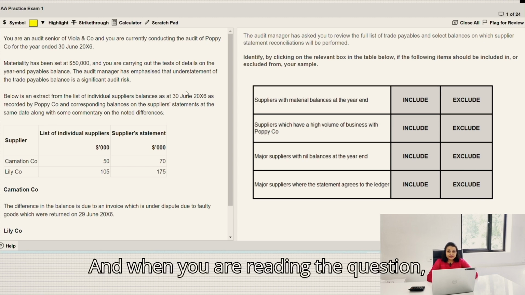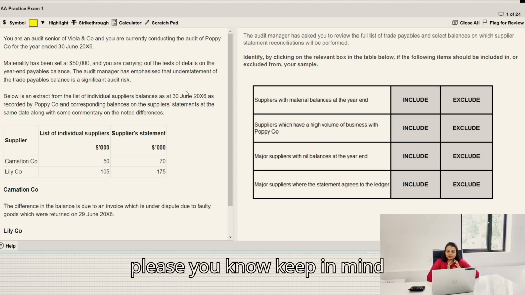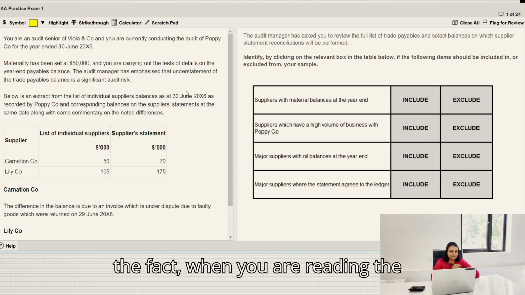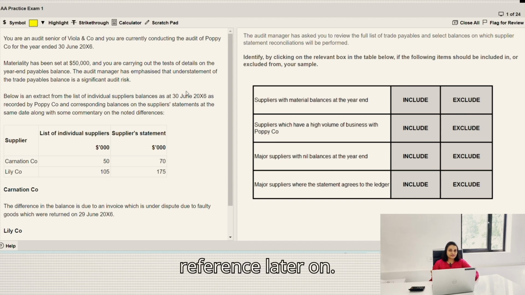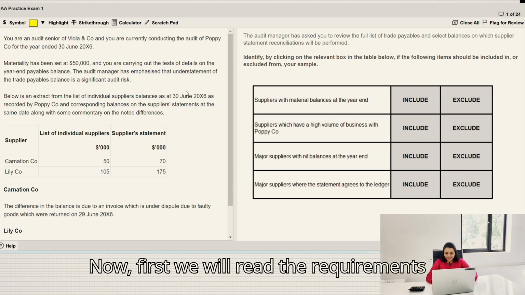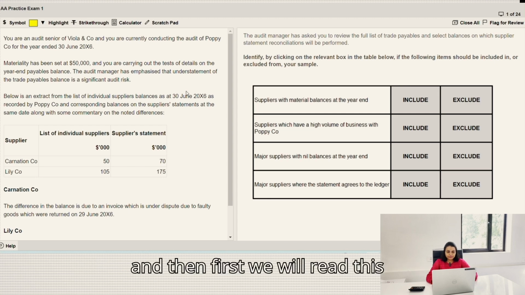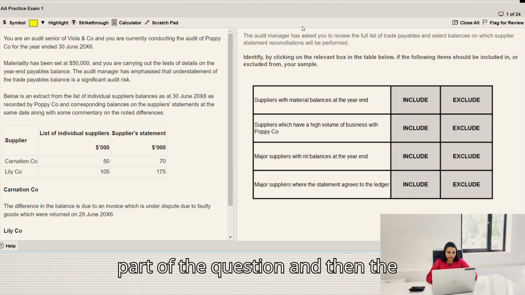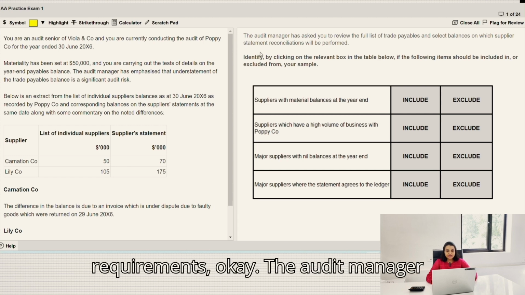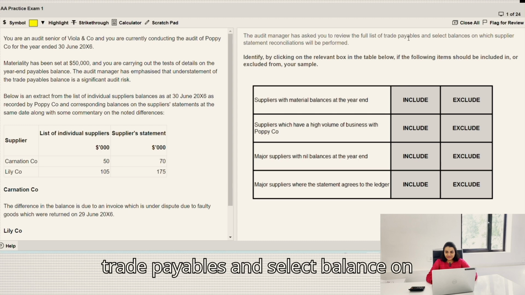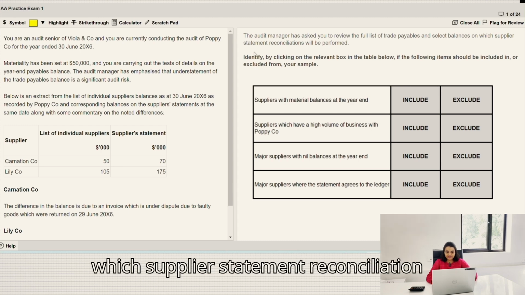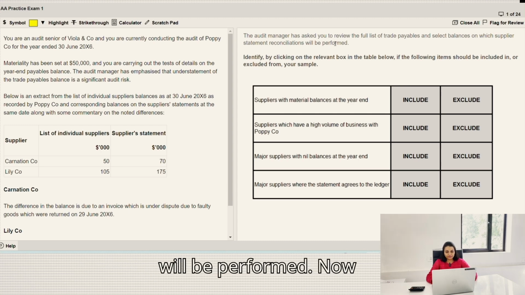When you are reading the questions, please highlight some important points so that you can use them for reference later on. Now first we will read this part of the question and then the requirement. The audit manager has asked you to review the full list of trade payables and select balances on which supplier statement reconciliation will be performed.